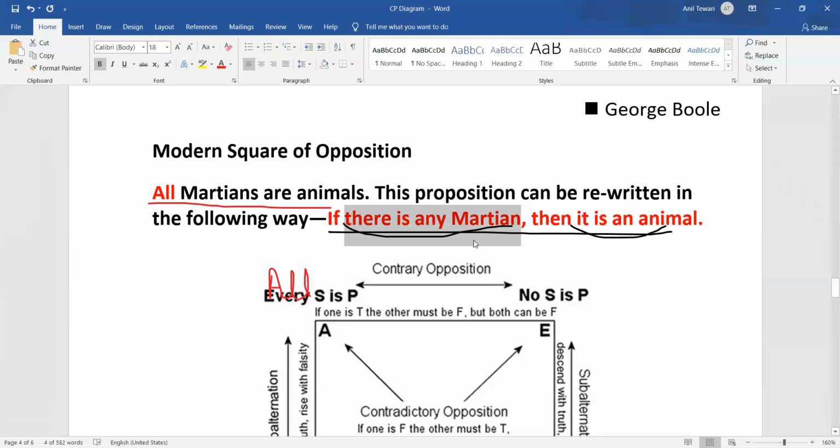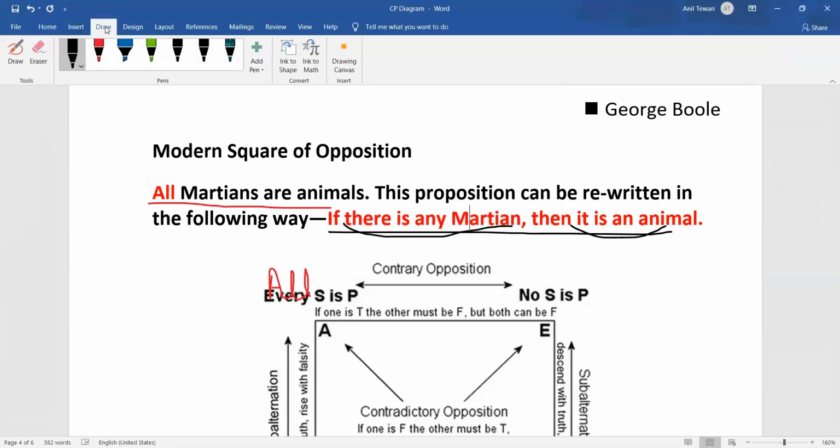And if we look at the scientific evidence, no creature called Martian has been discovered so far, so the proposition that there is a Martian is false. This is a false proposition. The antecedent is false. And what happens if the antecedent is false? Then we don't even require the value of the consequent. We can declare that this proposition is true. A conditional statement becomes true just by having the information that its antecedent is false. So now consider the proposition, all Martians are animals. This becomes true, isn't it?